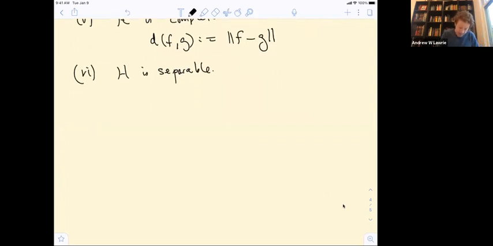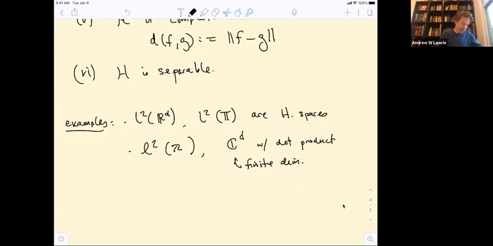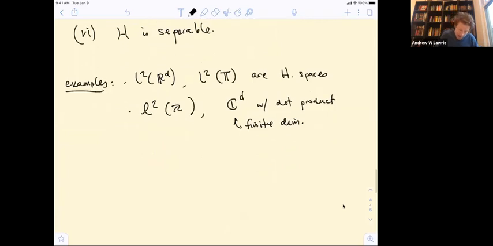Okay, so examples that we've seen. The following are Hilbert spaces. We already saw little l2 of Z. And then C^d with the usual inner product, the dot product. This one is finite dimensional.